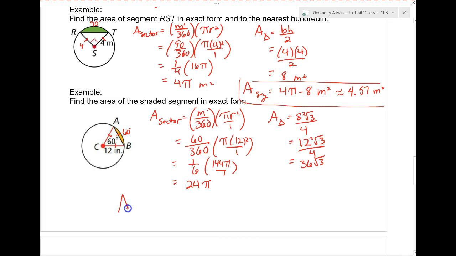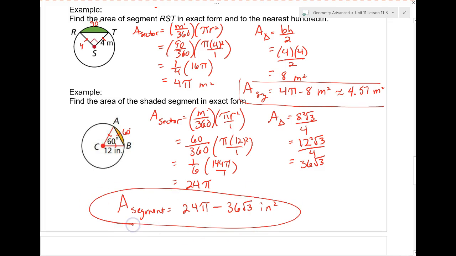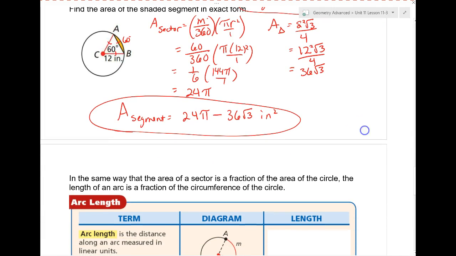All right. So what's the shaded area in exact form? So the shaded area, which is the segment, is going to be the sector, 24 pi, minus the triangle, which is 36 root 3 square inches. That's exact form. That's how I want 16 through 18 done on your homework. You guys with me on that? All right. Wonderful. Let's do one last thing, because I think this would be common sense.